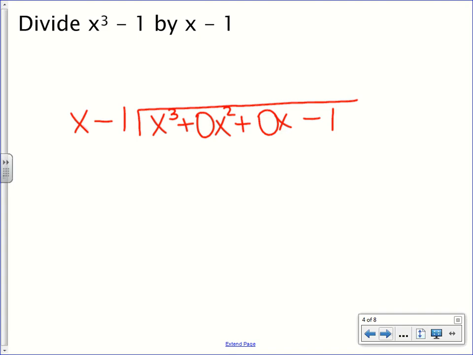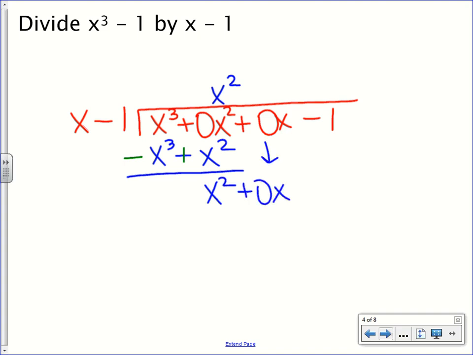So we need to ask ourselves, x times what is x cubed? That would be x squared. So we'll take x minus 1 times x squared to get x cubed minus x squared. And remember, we are subtracting this, so I'm going to put the subtraction all the way through. So we have x squared left over.